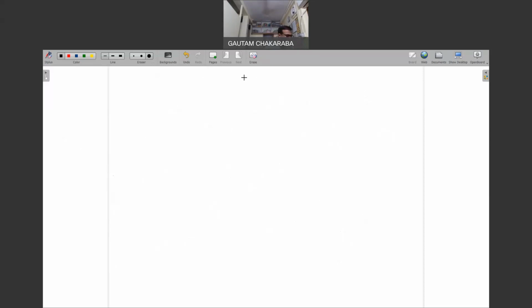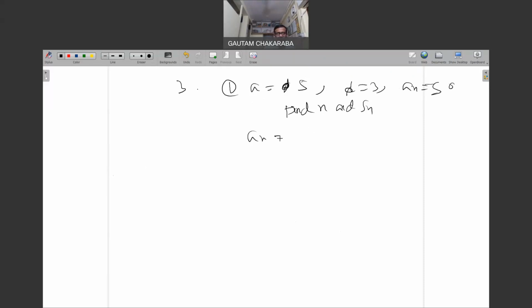Okay, now move to next question. Question number 3, first part. A is equal to 5, D is equal to 3, and nth term is 50. Find N and Sn. So very simple. Last nth term is given, 50.